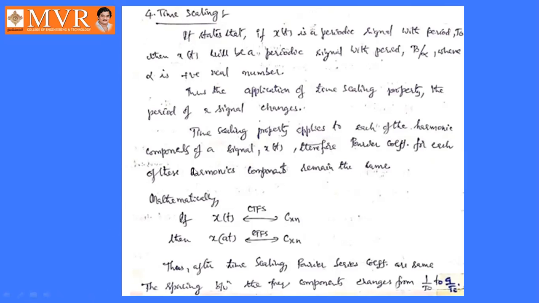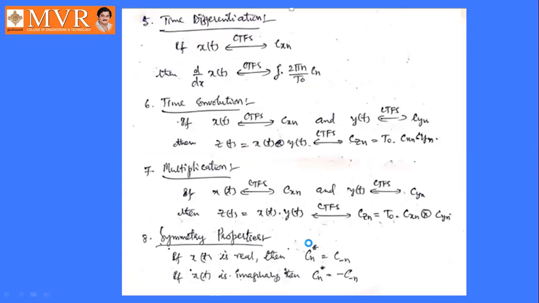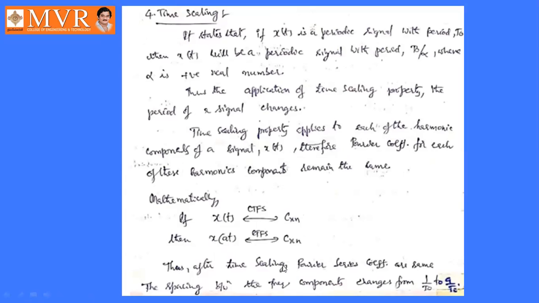So mathematically, the time scaling property is defined as: if the continuous time Fourier series of x of t is Cxn, then the continuous time Fourier series of x of alpha t is Cxn also. Thus after the time scaling, the Fourier series coefficients are the same. The spacing between the frequency components changes from 1 by T naught to alpha by T naught.